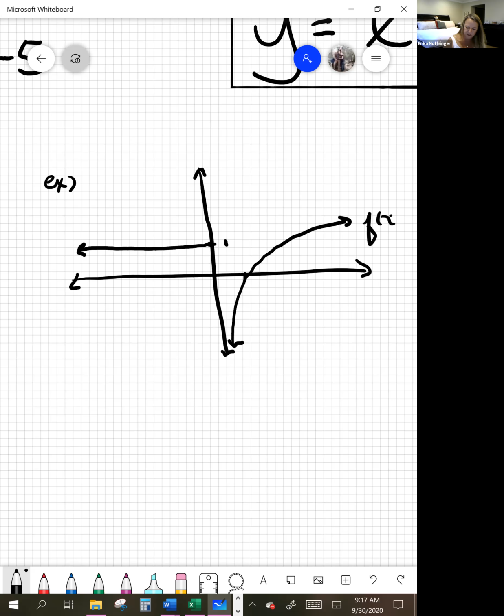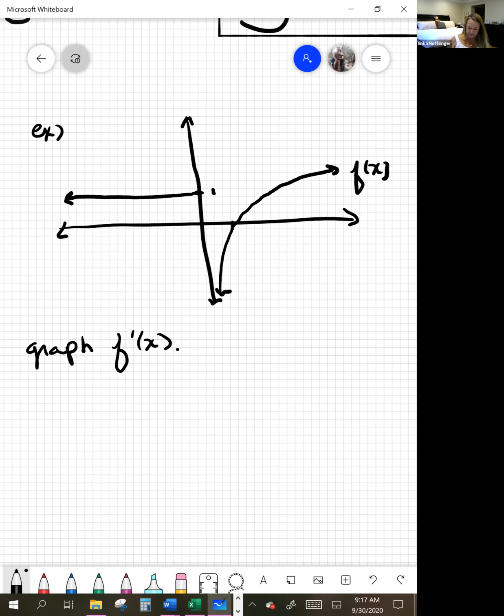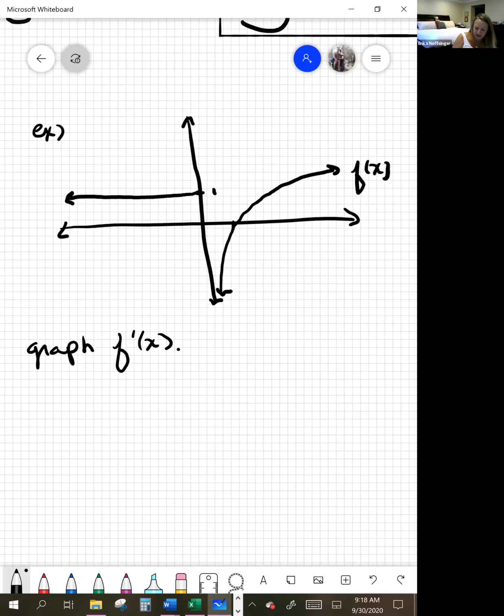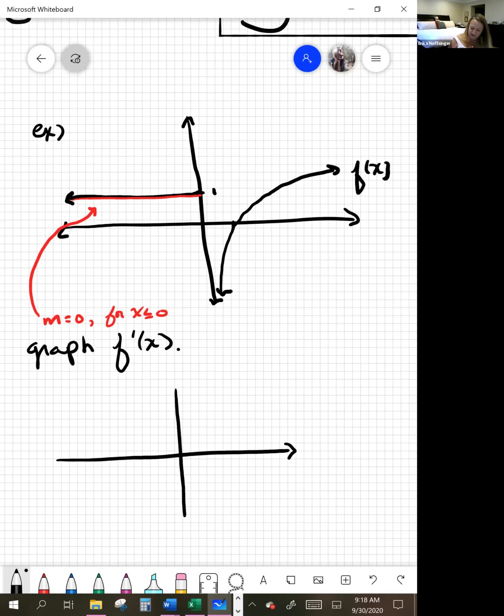So this is your f of x function, and you should be able to graph or look at the graphs and choose which one it is. So let's graph f prime of x. Okay, well, the derivative, that's basically the rate of change, what's happening at each point. And so if you're looking at this piece right here, our slope is always 0. So for our derivative function, we're going to have a horizontal line at y equals 0 on the left-hand part.